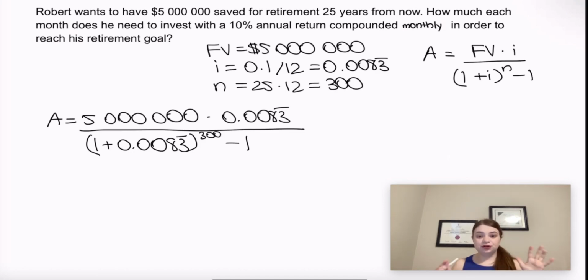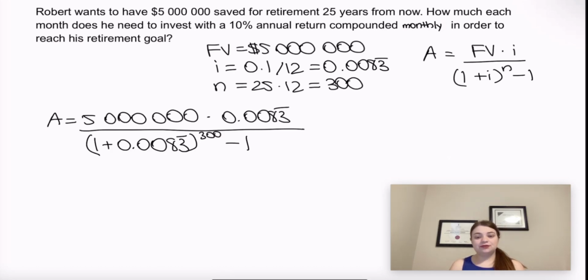All right, so some tips for not messing up the calculation step. The first thing I would say is to type into your calculator 5 million times 0.0083 repeating, hit equals, then hit divided by, and then a bracket, and then a second bracket, 1.0083 repeating, end bracket, and then we want that number to the power of 300, so power 300, and then minus 1, end bracket, and then hit equals. And then that should give you the correct answer.